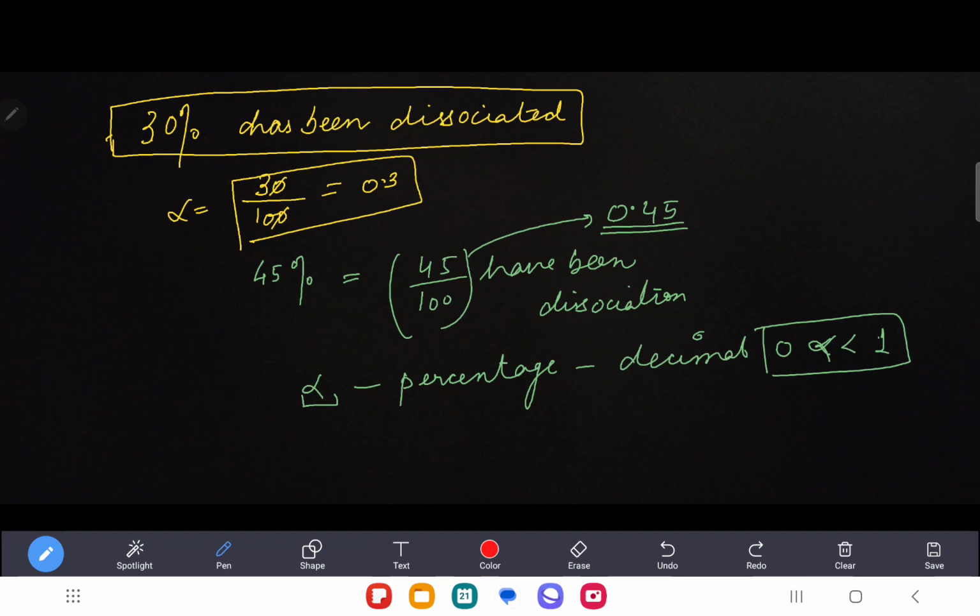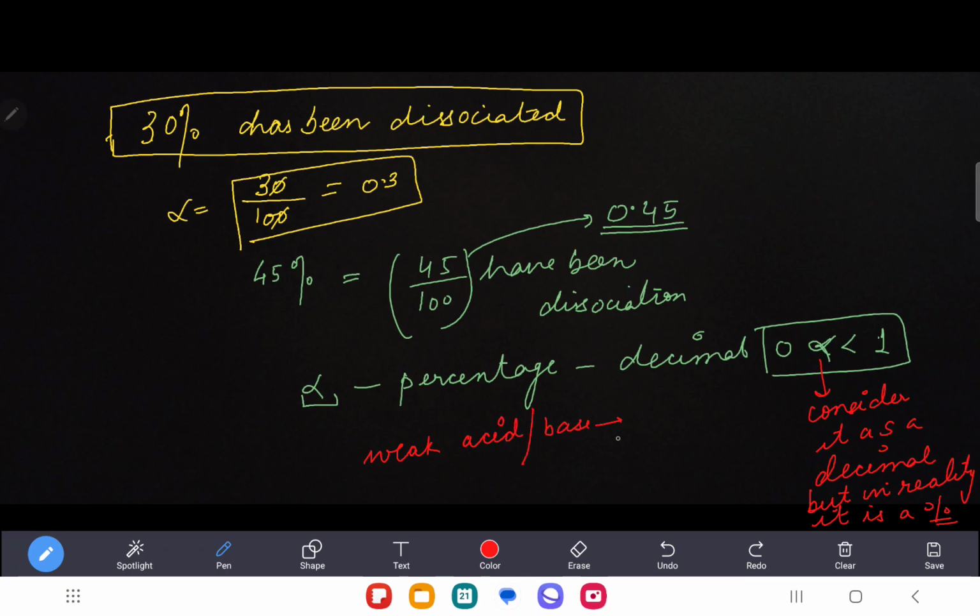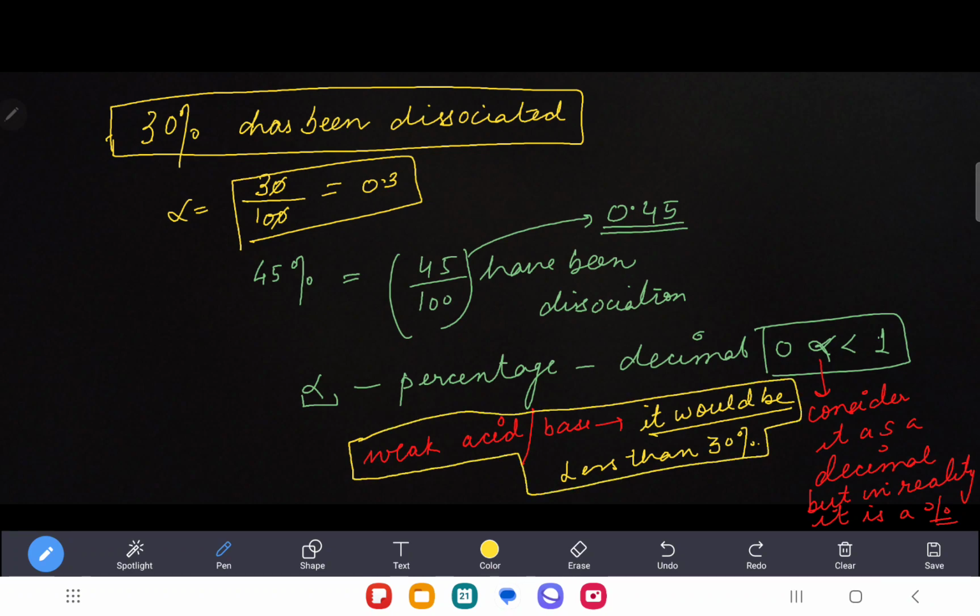So alpha we are going to consider as a decimal, but in reality it is a percentage. If I call something a weak electrolyte or weak acid or a weak base, it would be less than 30%. Understood or not? This is what you have to understand. Any doubts in this?